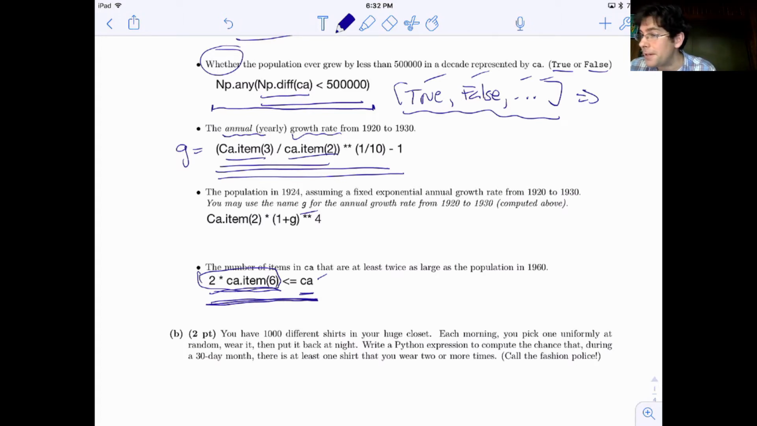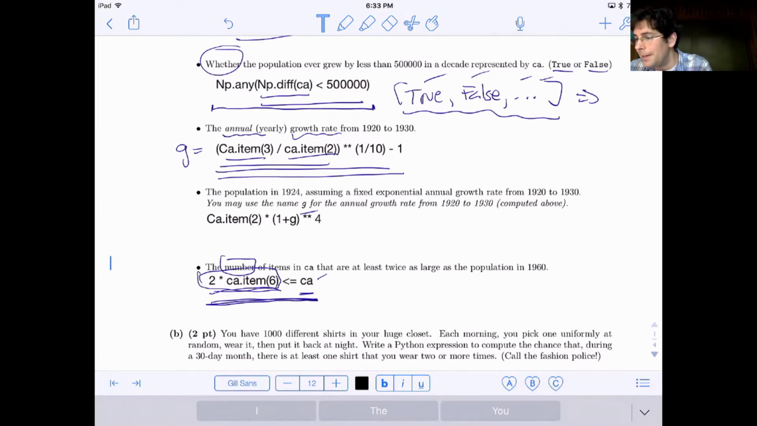Now the last part of the question is how do you get the number of items instead of just a bunch of true-false? And there you need to know the name of the NumPy function that computes that for you. And it's on your study guide. It's called np.countNonZero. So that will tell you how many true values there are.